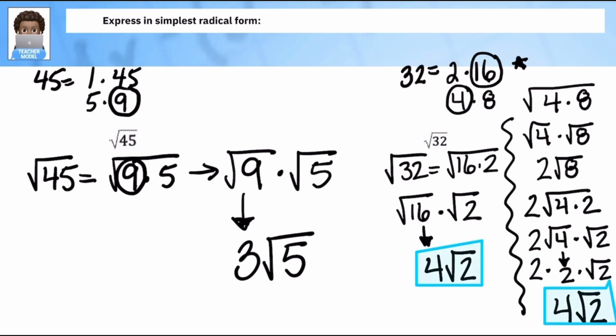Again, this one was not incorrect, but I see a lot of kids that stop here at 2 square root 8. It's more simple, but it's not completely simplified. So unfortunately, you will not get full credit for that.